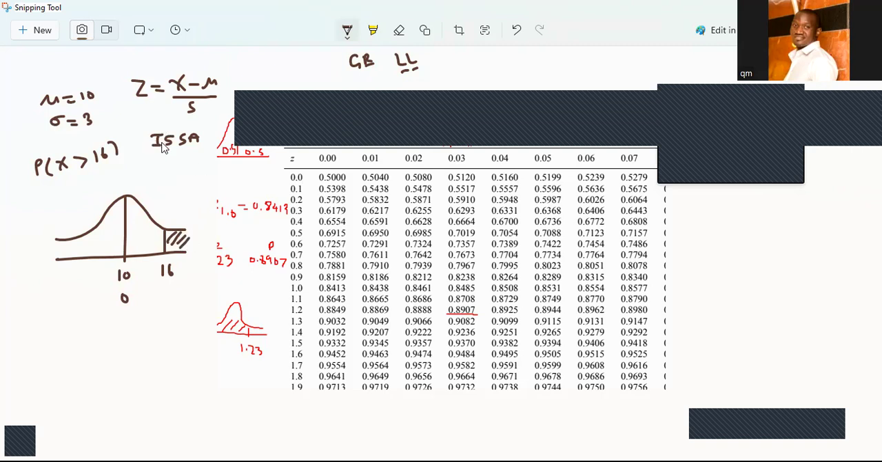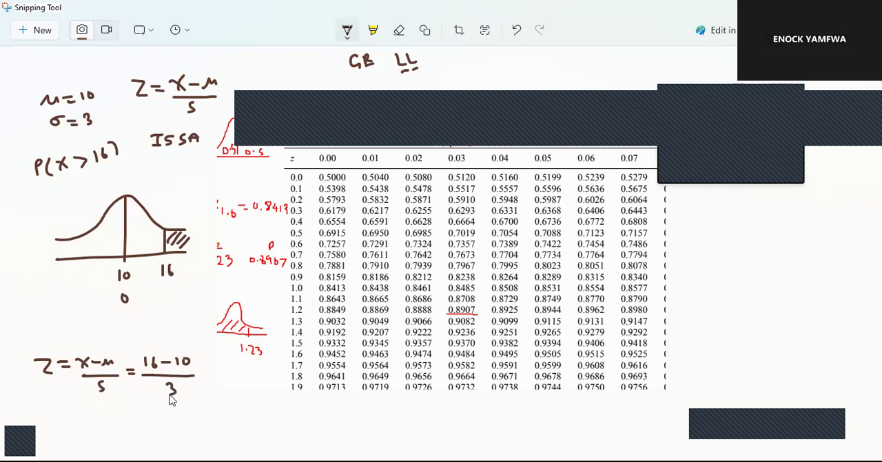So step 1, illustrate. Step 2, shade. Step 3, standardize. How do you standardize this? z is equal to x minus mu over standard deviation. So what is our x? 16 minus 10 over standard deviation. What's our standard deviation? 3. So 16 minus 10 is 6. 6 over 3 is what? 2.